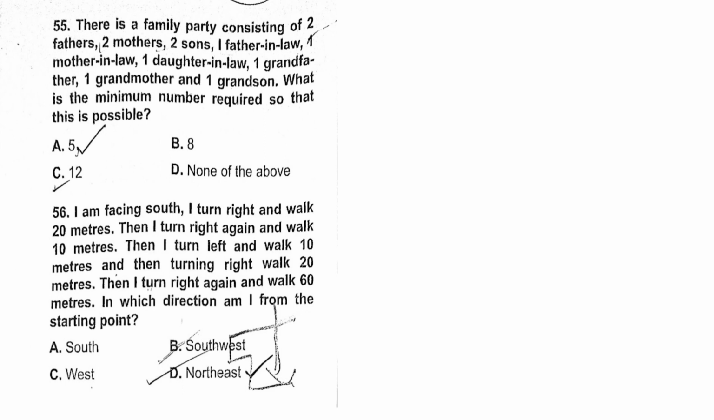Starting with the first problem, number 55, it says there's a family party consisting of two fathers, two mothers, two sons, one father-in-law, one mother-in-law, one daughter-in-law, one grandfather, one grandmother, and one grandson. What is the minimum number required so that this is possible? They're asking minimum, okay? For such kind of problem, first of all, we have to consider a family tree.